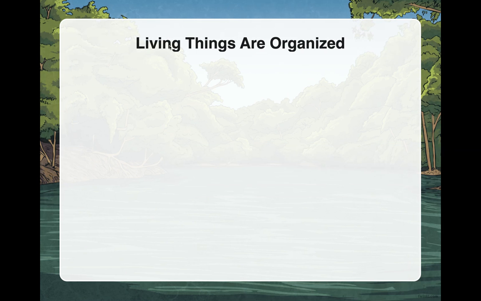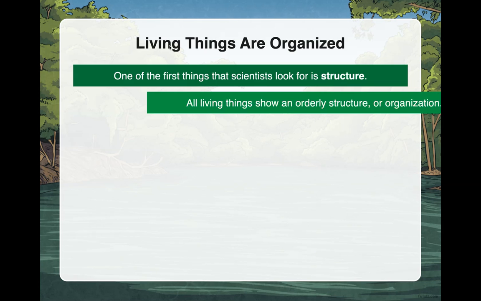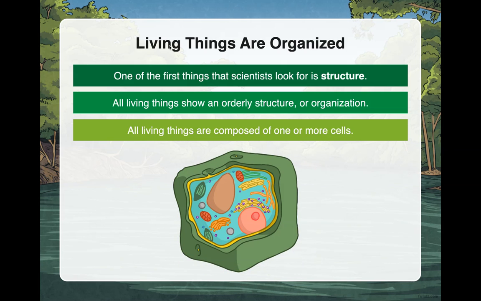So first thing on that list is that living things are organized. Go ahead and write this in a different color pen or highlight it. And right underneath, write that one of the first things that scientists look for is structure. Highlight or underline the word structure in your notebook. We also know that living things must show an orderly structure or organization. All living things are composed of one or more cells. That's how we know that they're organized. It has an organization, a body, or cells to keep the living thing alive.